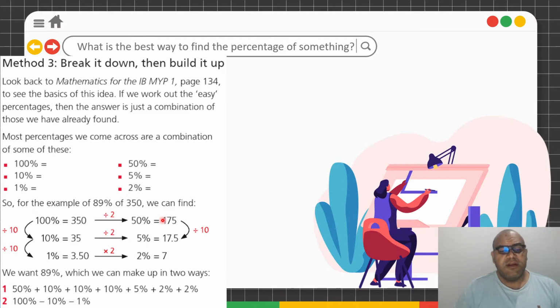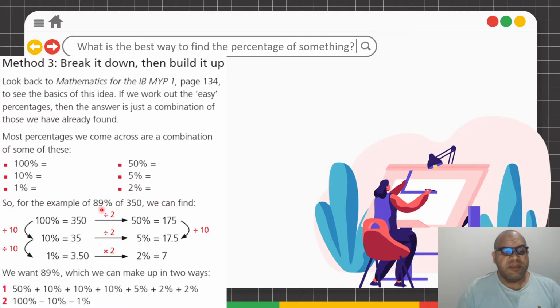In grade 5, you learned how to break down numbers, and I taught you a little bit about that at the beginning of the semester also. Remember, guys, most percentages we come across are a combination of some of these. Then write down in your journal these percentages: 100%, 50%, 10%, 5%, 1%, and 2%.